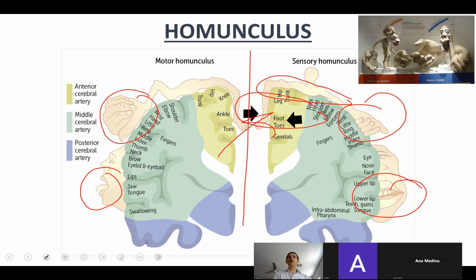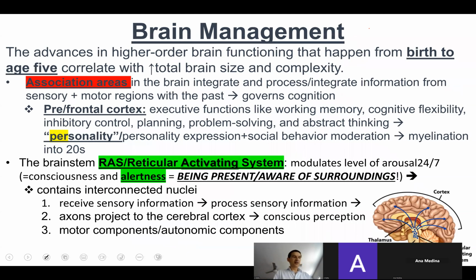And by the way, we're moving away from this thought process of the homunculus. There are good studies that are now leading us toward believing that this is not necessarily 100% true, okay? But this would be your sensory homunculus. That's the guy that feels. That is the representation of our brain. All right, now let's talk about brain development.